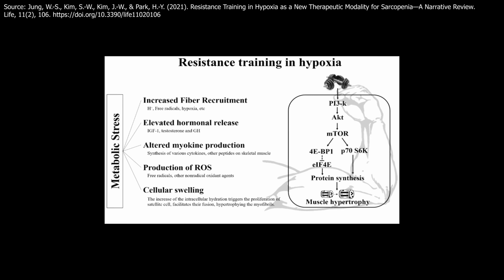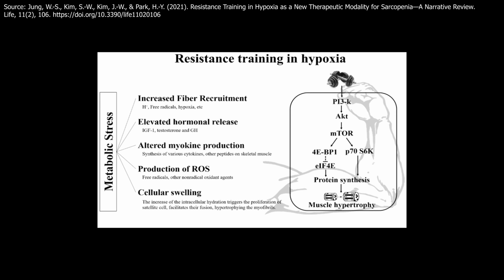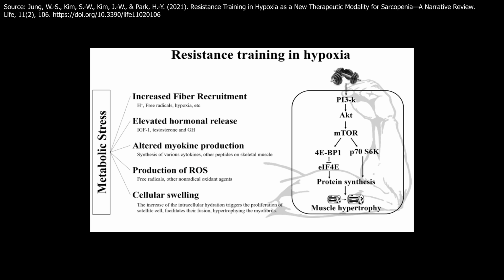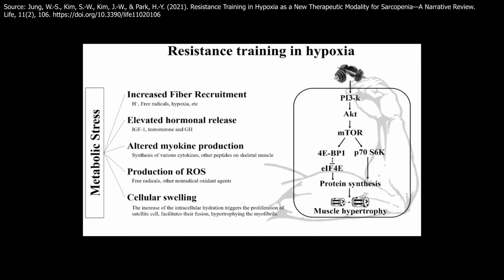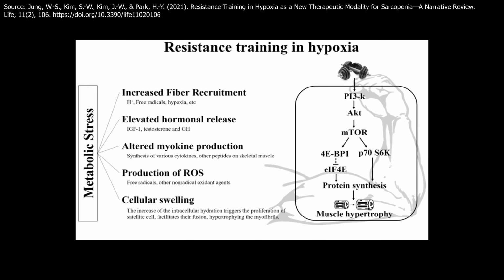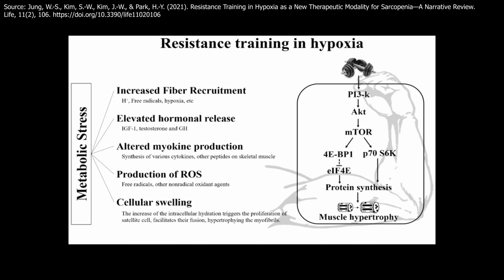Metabolic stress also comes with reactive oxygen species. Simply put, they affect cell signaling. In moderate quantities, they activate mTOR, stimulate IGF-1 signaling, activate MAPK pathways, and promote muscle protein synthesis.